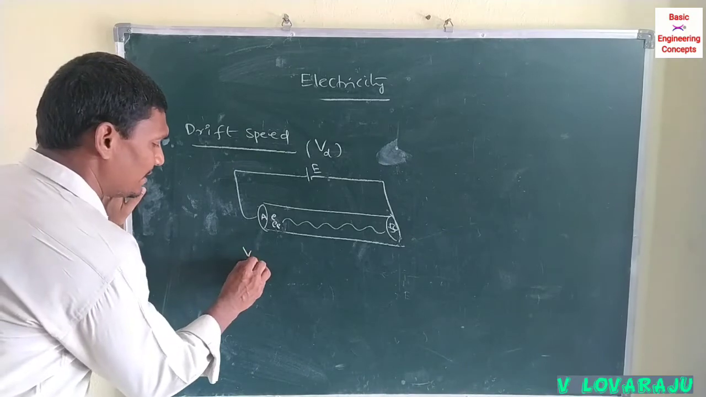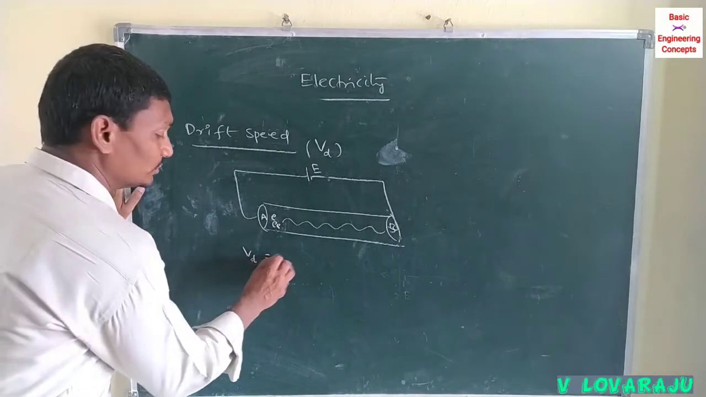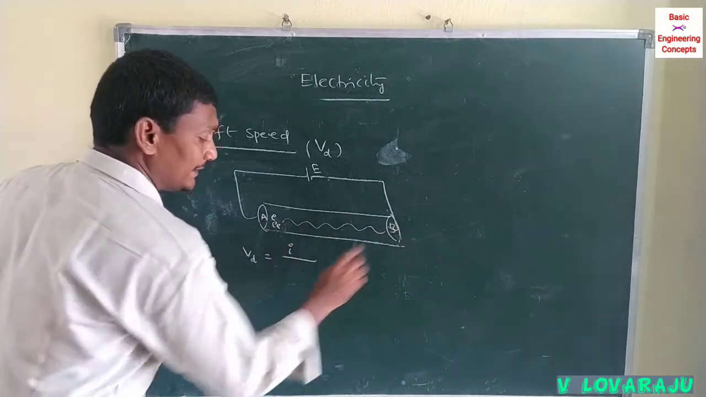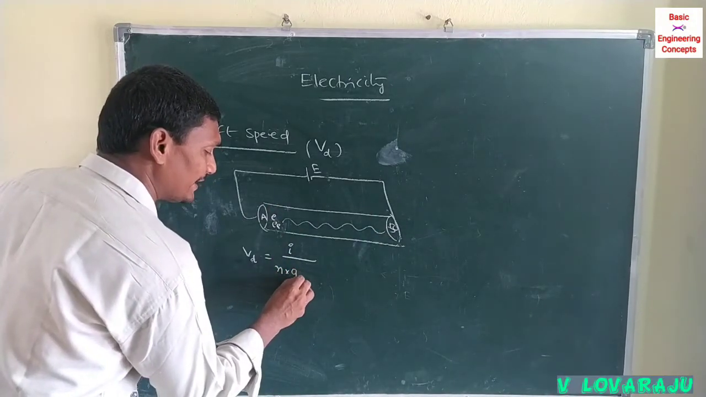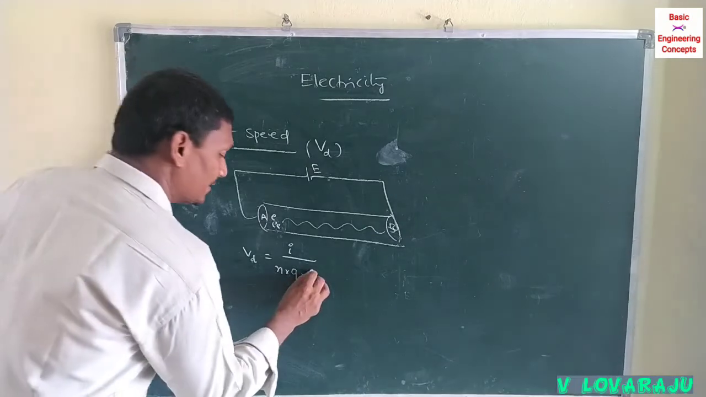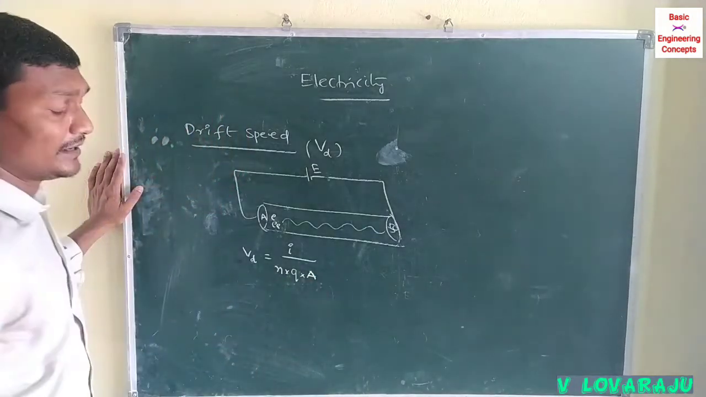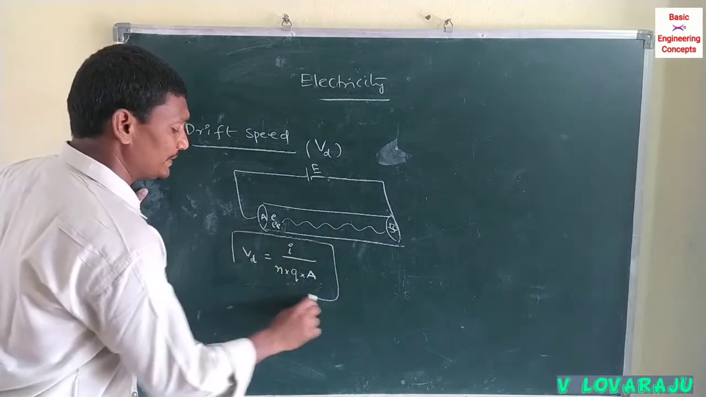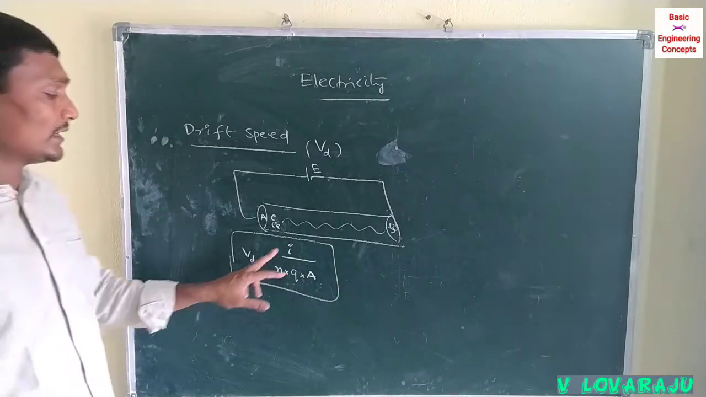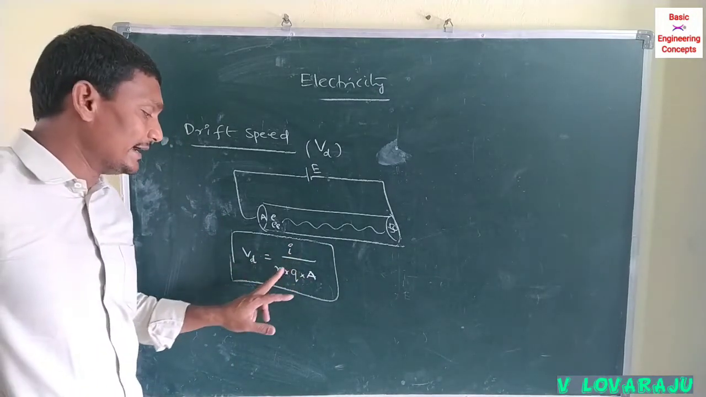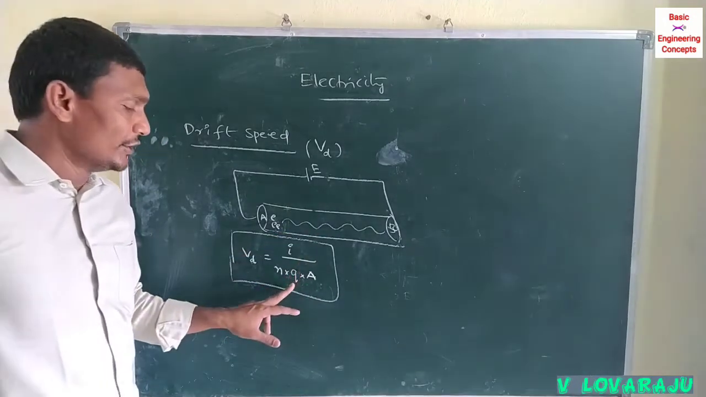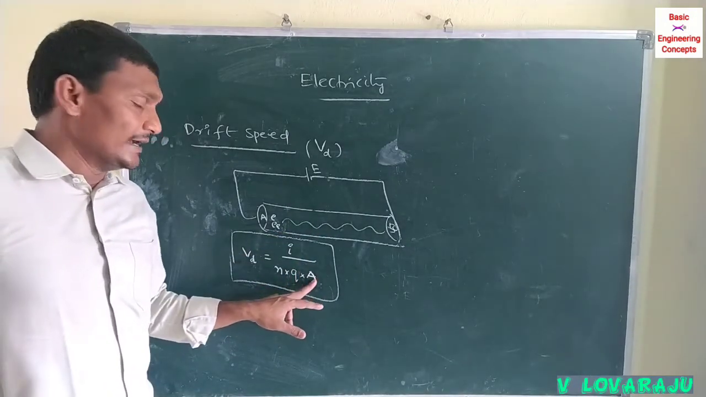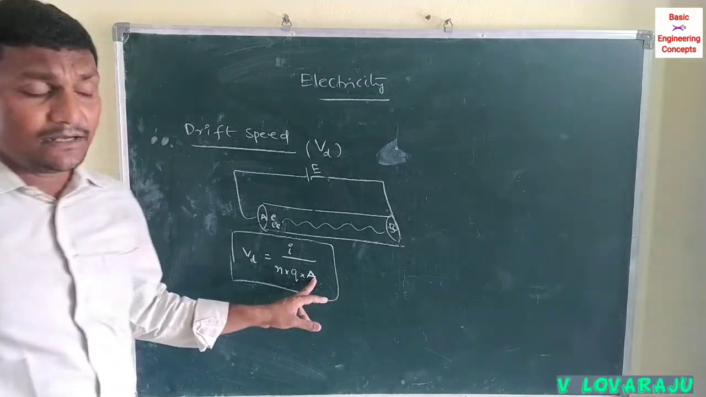The drift speed of an electron is equal to the current in the conductor divided by the density of electrons present in the conductor, times the charge of an electron, times the area of cross section of the conductor. That is, drift speed is equal to I by NQA. N is the density of electrons in the conductor, Q is the charge, and A is the area of cross section of the conductor.